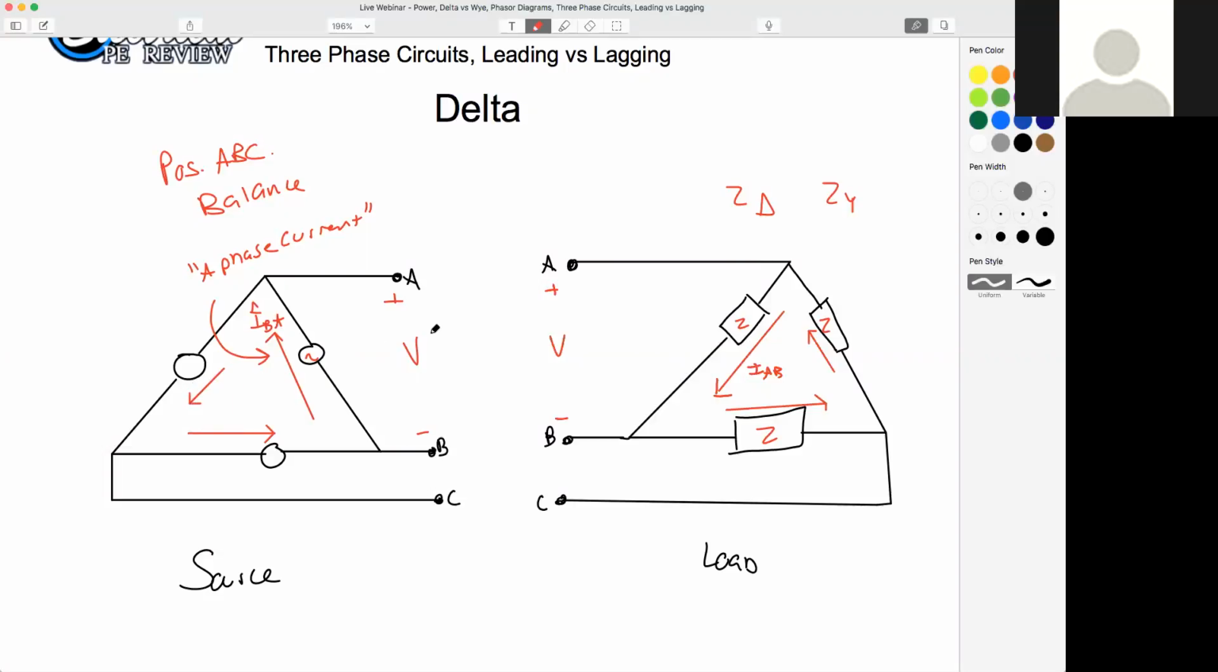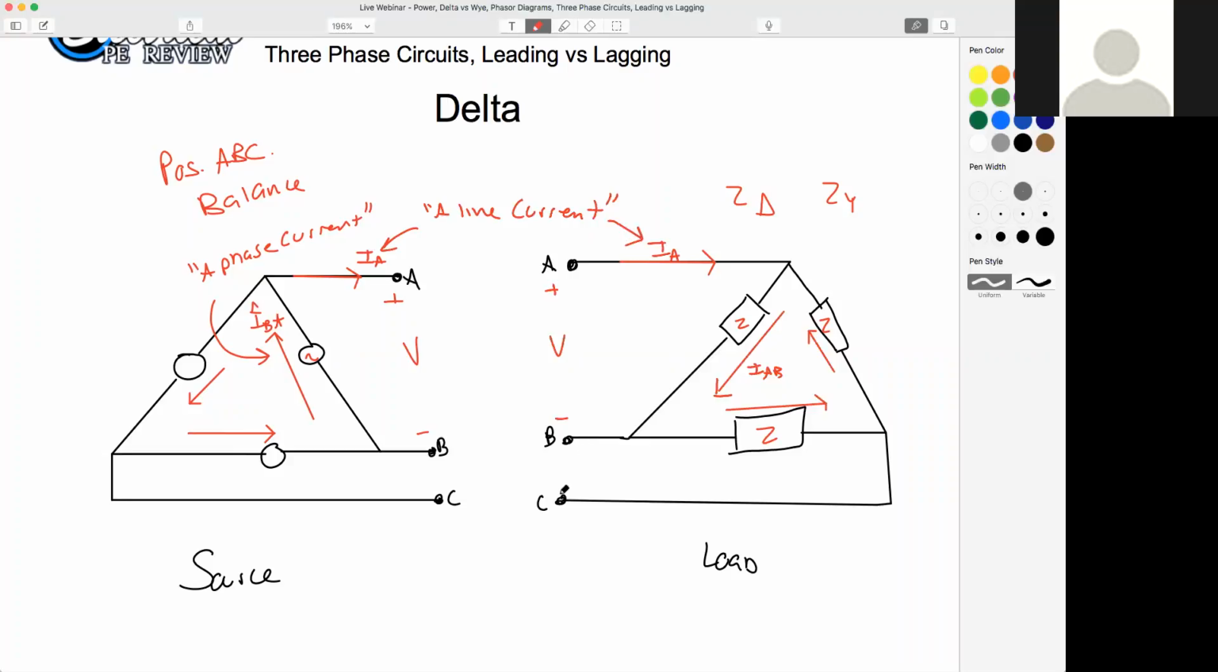Okay, now, where is my line current? Where's my A line current on my source? What direction is that going? That's an easy one, right? We know for the source, it's going to be leaving. So it's going to be the A line current. And we know our load, we know it has to enter the load. So that's a pretty easy one too, okay?